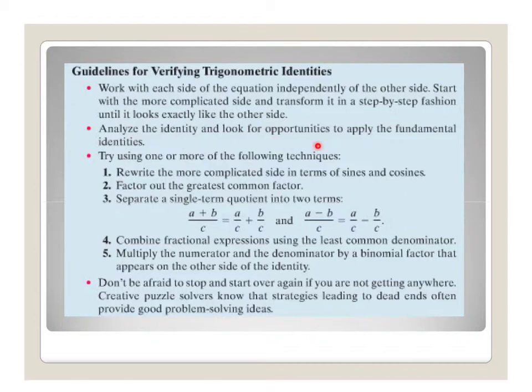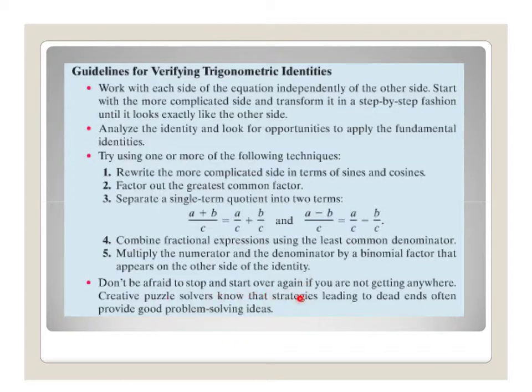You're going to analyze the identity and look for opportunities to apply the fundamental identities that I just showed you. And try using one or more of the following techniques. This is what I was mentioning before. You want to rewrite, if you can, in terms of sine and cosine. Factor out the greatest common factor. Separate a single term quotient into 2 terms, just like this. Combine fractional expressions using the least common denominator. Multiply the numerator and denominator by a binomial factor that appears on the other side of the identity.